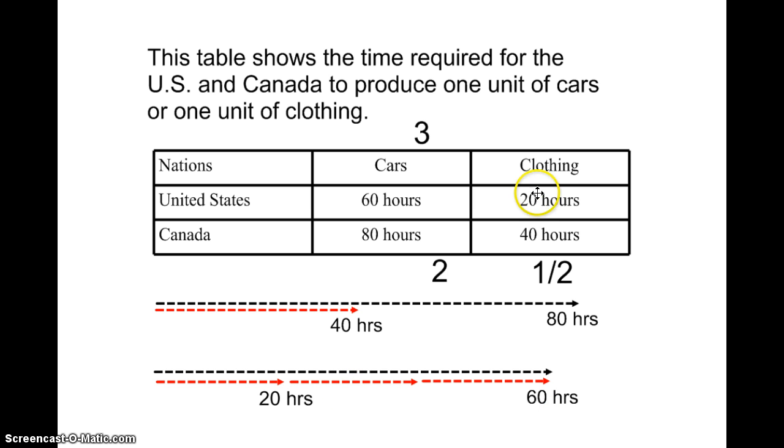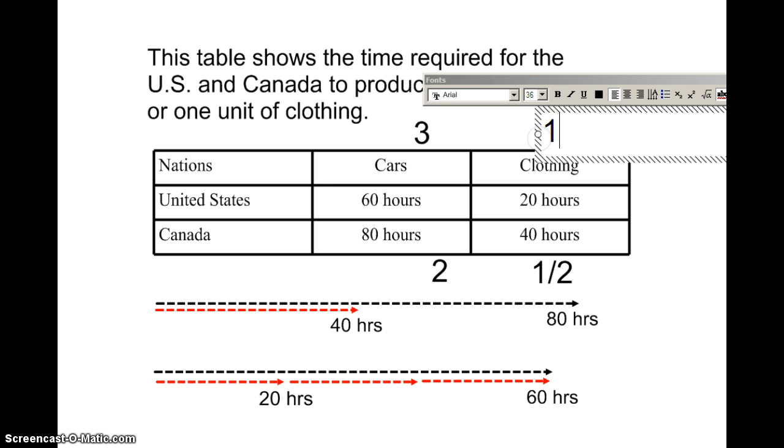However, if they choose to make clothing, it only takes them 20 hours. You can see they would have only been 1/3 of the way through making 1 car. Okay, so now let's look at our numbers. Those are our opportunity costs.